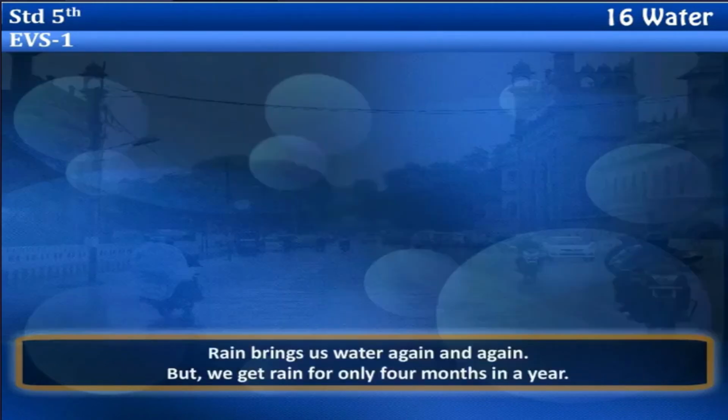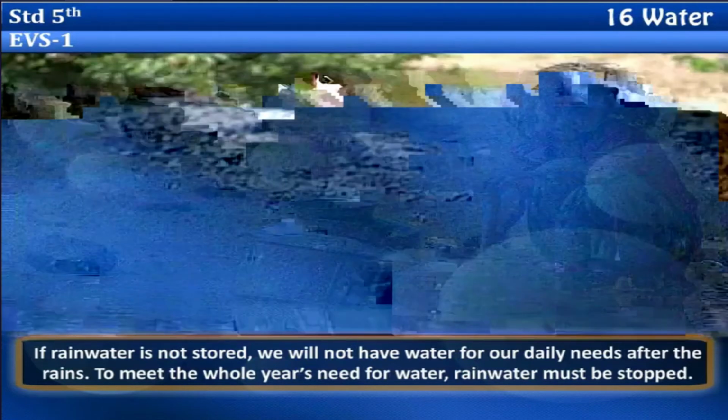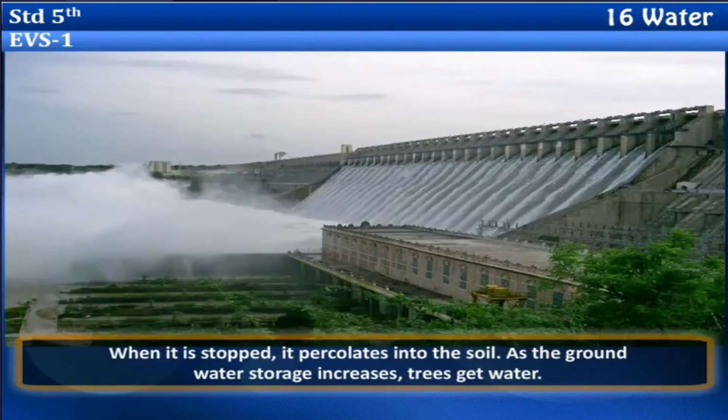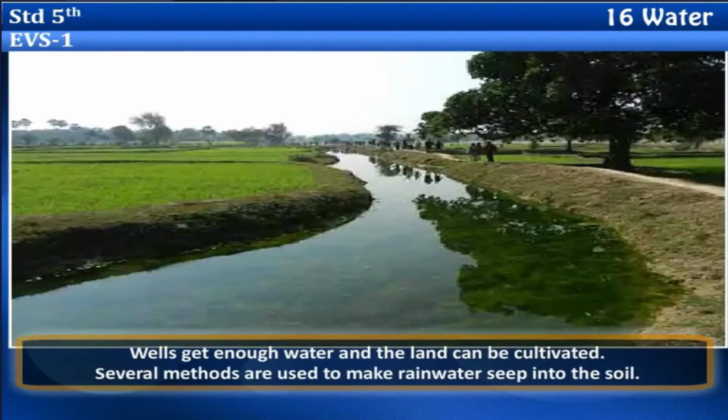Water management. Rain brings us water again and again, but we get rain for only 4 months in a year. If rainwater is not stored, we will not have water for our daily needs after the rains. To meet the whole year's need for water, rainwater must be stocked. When it is stopped, it percolates into the soil. As the groundwater storage increases, trees get water. Wells get enough water and the land can be cultivated.